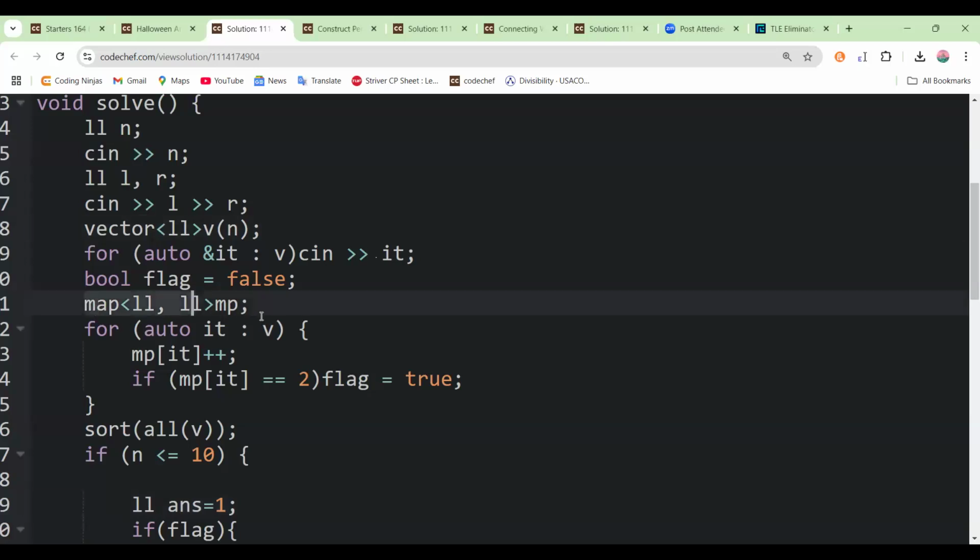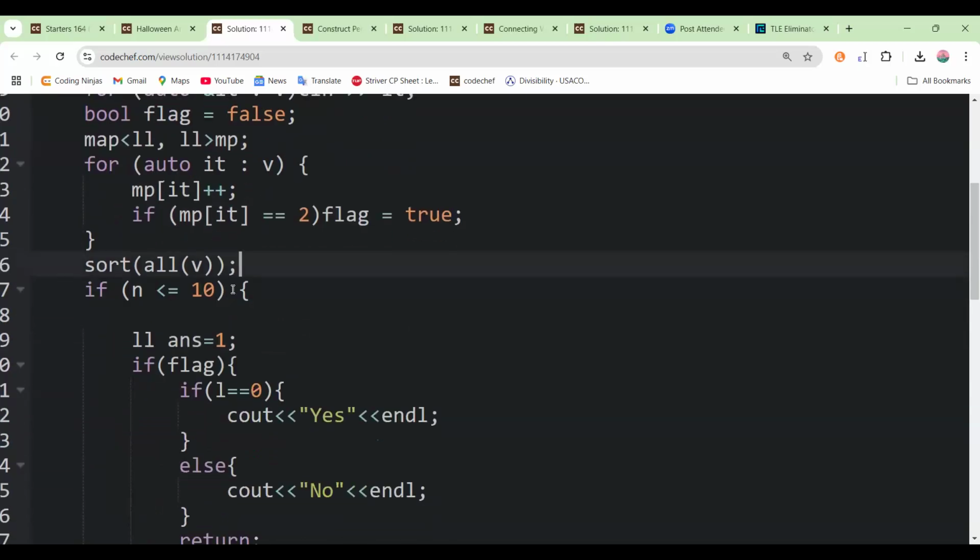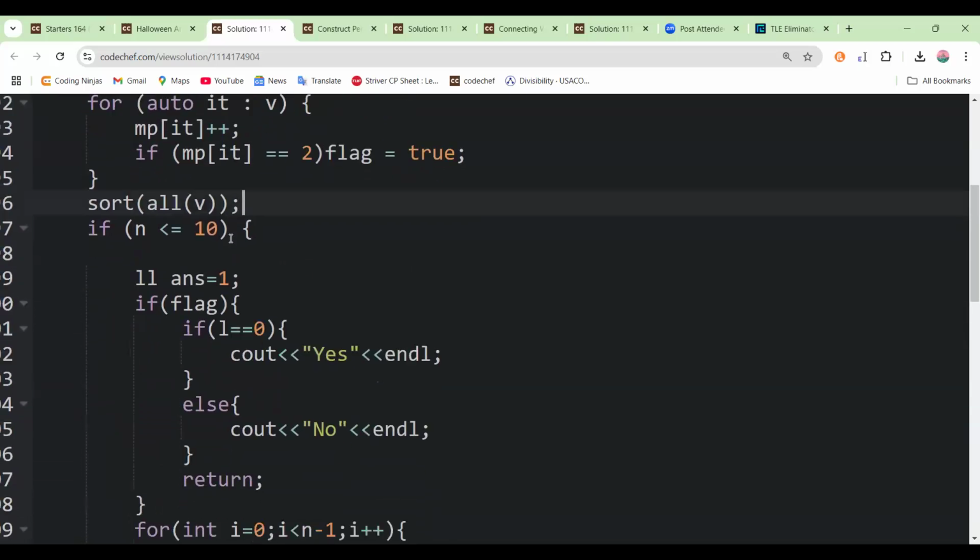Yeah. So I constructed a map. I increase the frequency of a particular number, and if the frequency at any point of time becomes 2, I am simply marking this flag as true. So this flag equal to true means that I have a duplicate number. So you can just remove this sort(all v) part. I wrote this in the contest, but it is not needed.